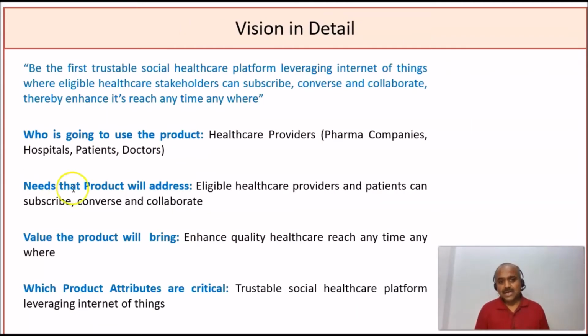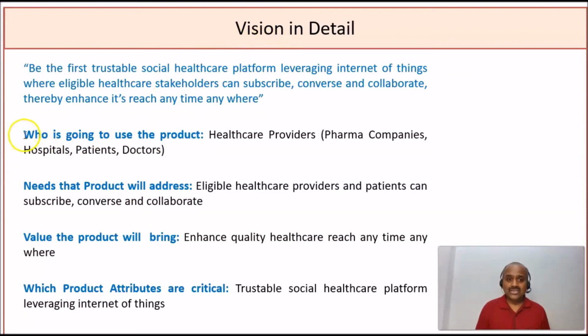Friends, let us now talk about this vision in detail. Why? Because it is important that we talk about who is going to use our product, what needs our product will address, what value our product will bring, and which product attributes are critical. We need to lay these things down very early in the game, and they need to be clearly understood and agreeable to the product building team. That is why it's very important that we detail our vision.